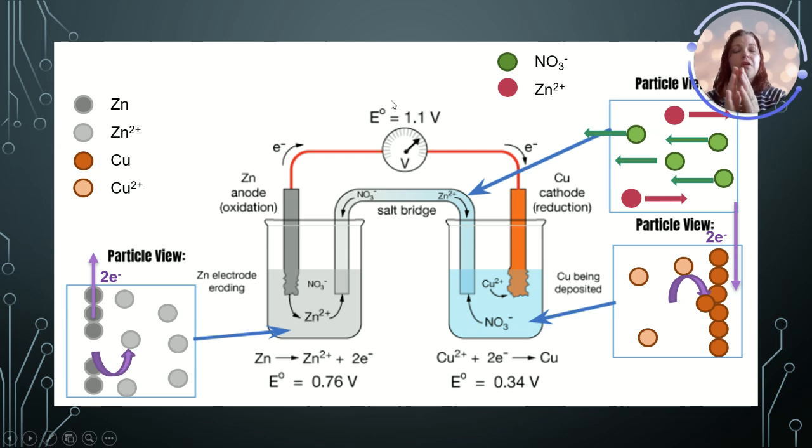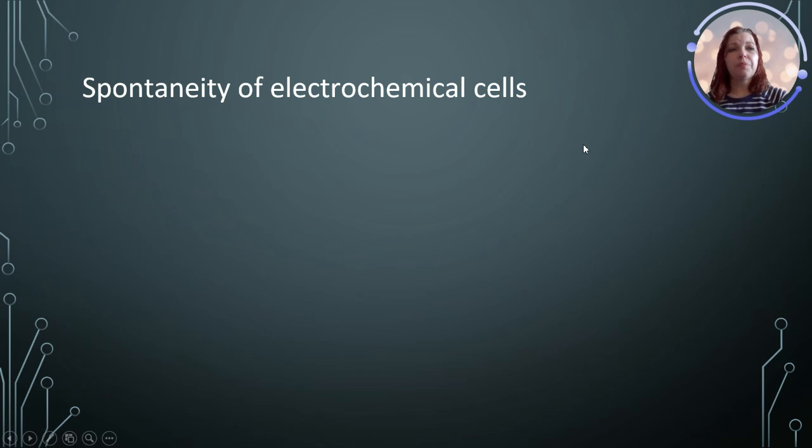So be prepared. You might want to come back and check this slide out again and be prepared to be able to draw what's going on in these half cells and in the wire, and in the salt bridge, and then in the wire, knowing that that is where the electrons flow, because we have seen this come up on the exam before. So let's talk about spontaneity real quick.